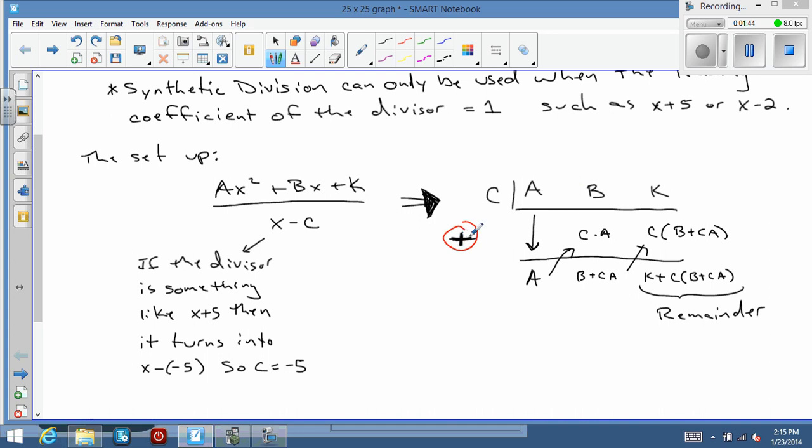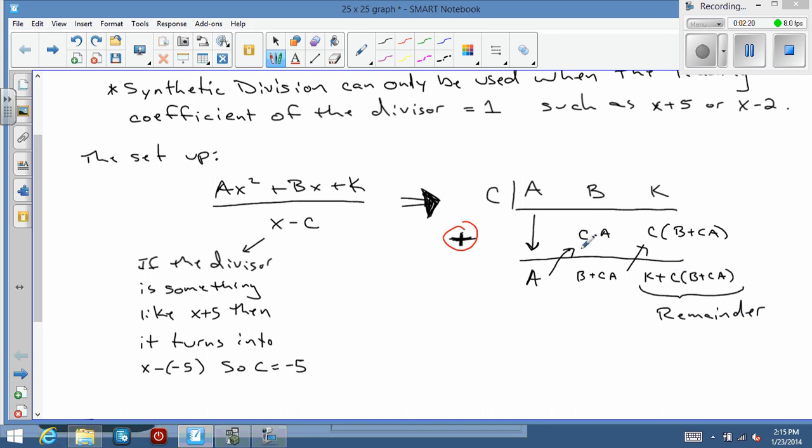Okay, the difference here is we're adding instead of subtracting. In long division, we subtracted, but because we're taking x minus c, that's the opposite of that value, so we're adding here. So when you have your c times a, you're going to add that to whatever that b value is to get this number down here. And then you're going to take that c again, multiply it by whatever number you get down here, and bring it up here to add to the k. And whatever this final number is down here, that is the remainder.